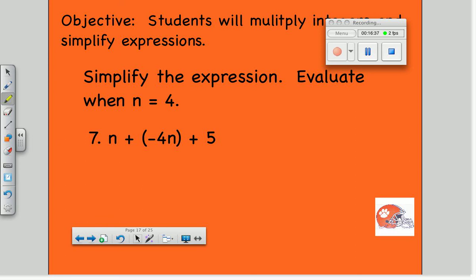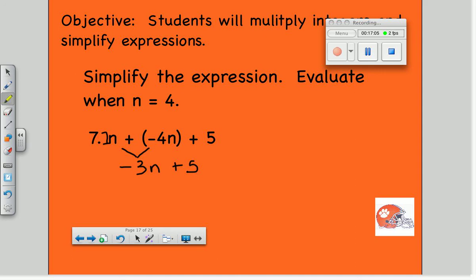Simplify the expression, evaluate when n equals 4. So we're going to first write the problem and simplify. N plus negative 4. Well, let's put our little 1 there. 1 plus negative 4. What do I have more of? Negatives. What's 4 minus 1? 3. 3n plus 5. Now, I can't add those because they're unlike terms.